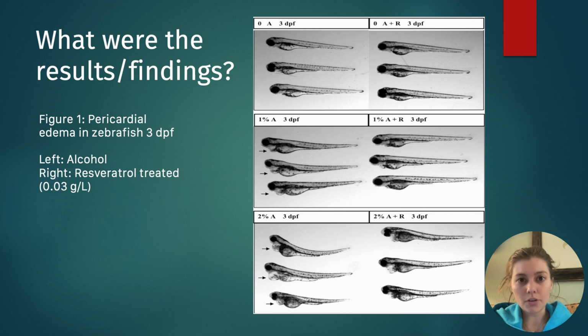Okay, so this is the first figure for the article, figure 1, and it shows pericardial edema in zebrafish 3 days post-fertilization. And on the left-hand side are images of the fish treated with only alcohol, as well as a control group. Then the figure on the right is the resveratrol treated group at 0.03 grams per liter. That was the concentration for the resveratrol.